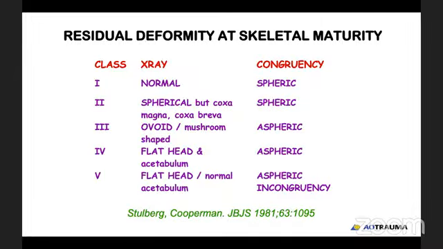So don't use the Stulberg class for all these different classifications of Perthes; you must know when to apply them. And the Stulberg classification is valid only in a skeletally mature patient. All right, and that's important because it prognosticates.